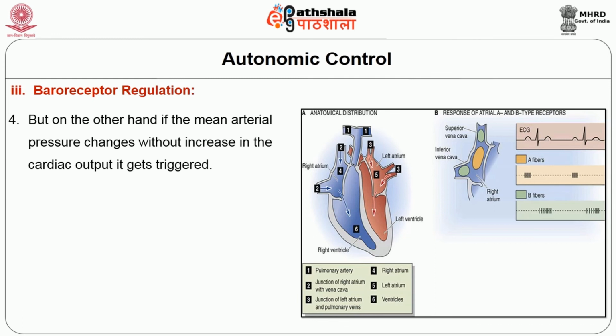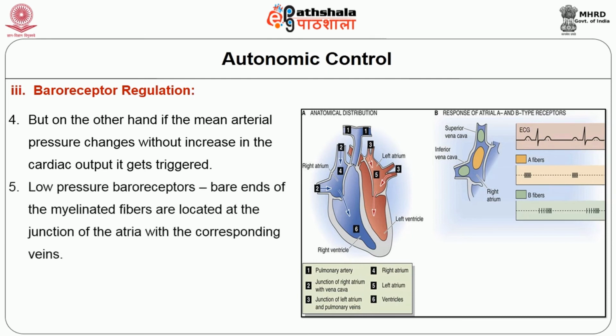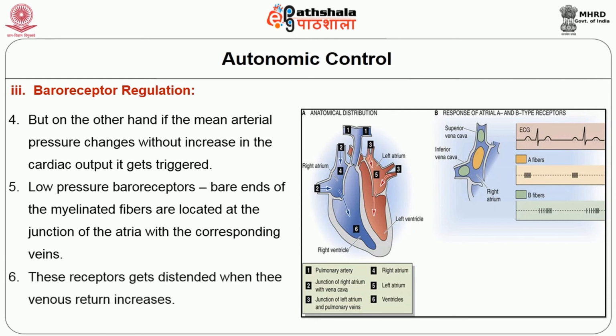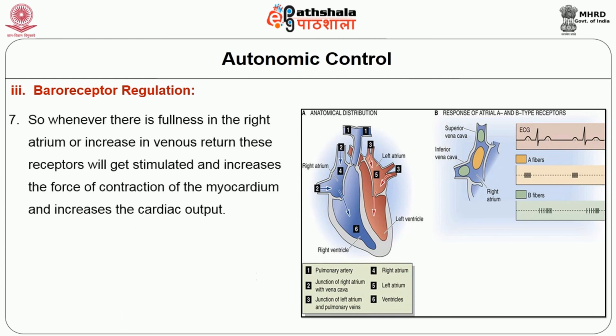gets triggered. Low pressure baroreceptors are ends of the myelinated fibers located at the junction of the atria with corresponding veins. These receptors get distended when the venous return increases. So, whenever there is fullness in the right atrium or increase in the venous return, these receptors will get stimulated and increase the force of contraction of the myocardium and increase the cardiac output.